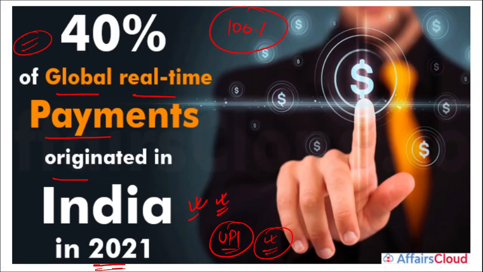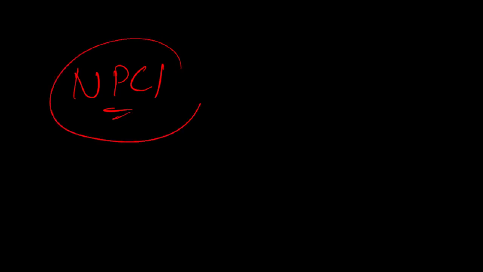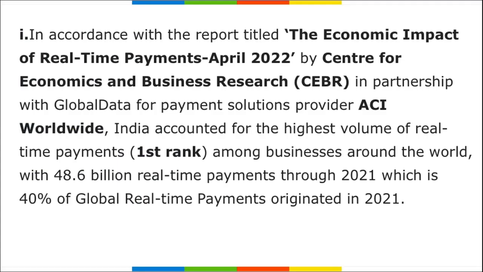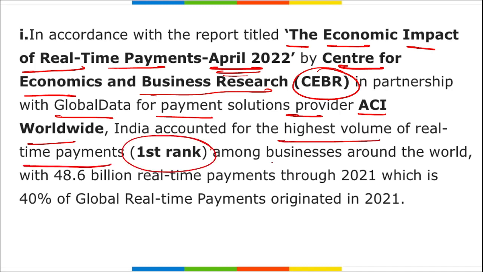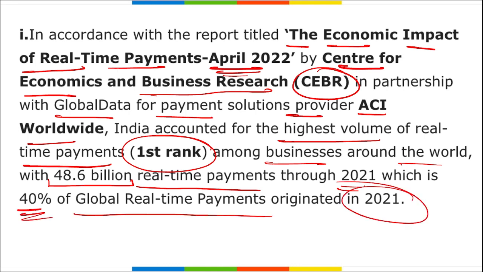40% of the global real-time payments originated in India. And you have to remember the organization here, that is NPCI, the National Payments Corporation of India. Moving on, in accordance with the report titled The Economic Impact of Real-Time Payments, April 2022, released by CEBR, that is the Centre for Economics and Business Research, in partnership with the global data and payment solutions provider ACI Worldwide, it stated that India accounted for the highest volume of real-time payments, the first rank in the world among businesses. They stated around 48.6 billion real-time payments through 2021, which is 40% of the global real-time payments originated in 2021. So India stood at first position.